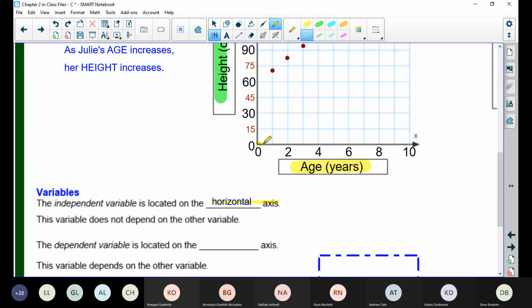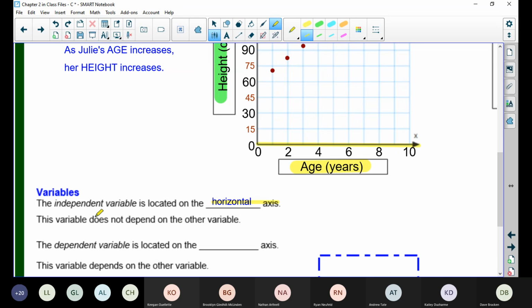Horizontal axis is the one like the horizon. If you ever saw a sun on the horizon, there's your sun. Do you see the horizon is always horizontal? So the horizon goes across. That's your independent variable on the horizontal axis. It says this variable does not depend on the other.